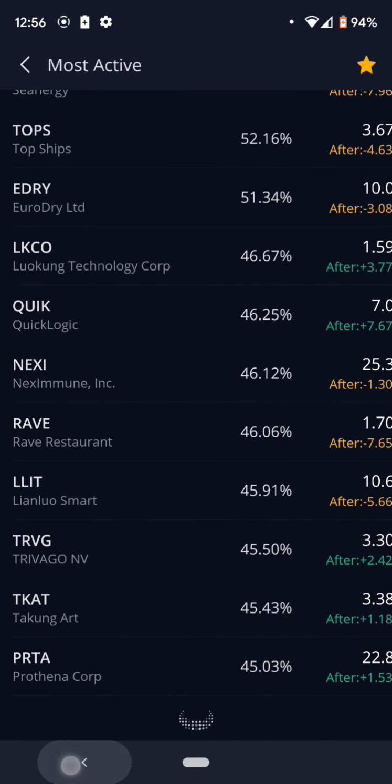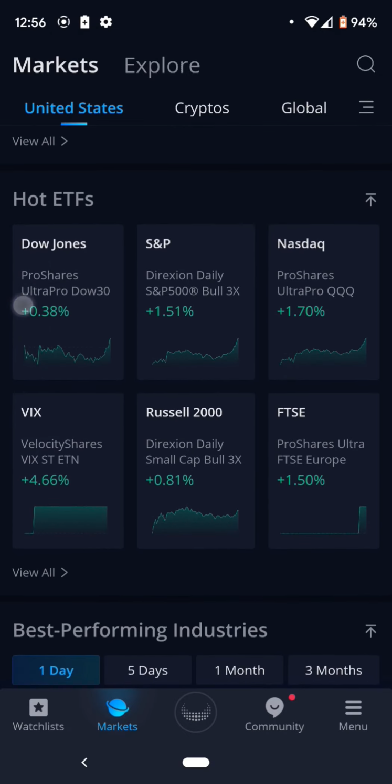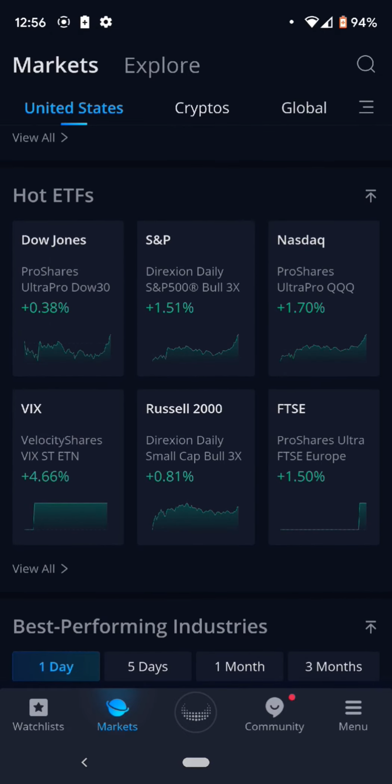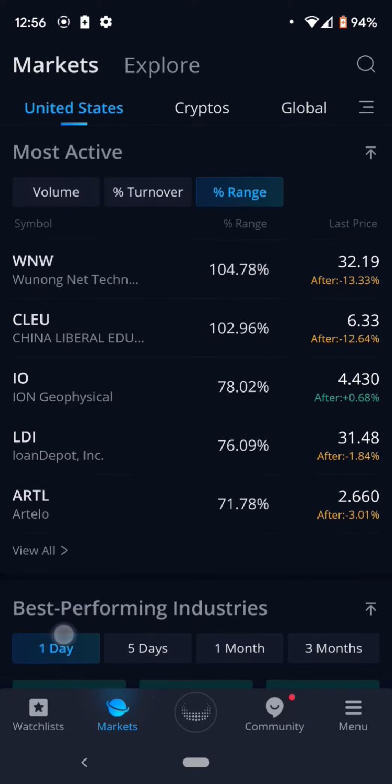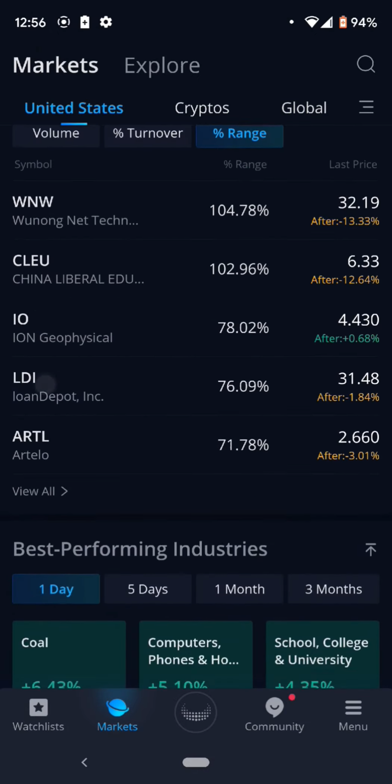These are the hot ETFs. This will change obviously with the market. If you just want to play it safe and buy ETFs, you can choose from these. You can also rearrange these, so if you want to bring this to the top of your market tab, you can.